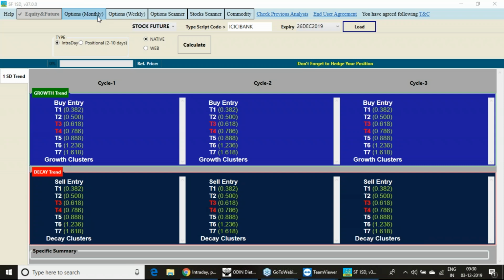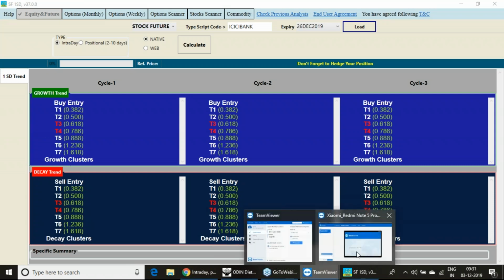Monthly options you can trade, weekly options you can trade, you can use the option scanner. I have shown you the stock scanner. You can also do trades in the commodities. So these are the features of the software.